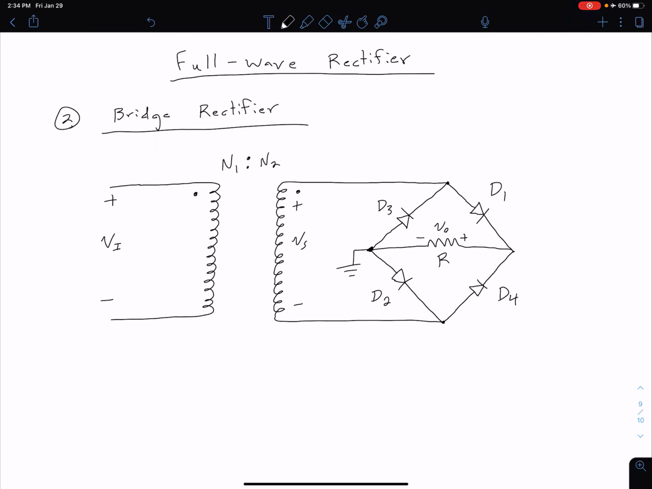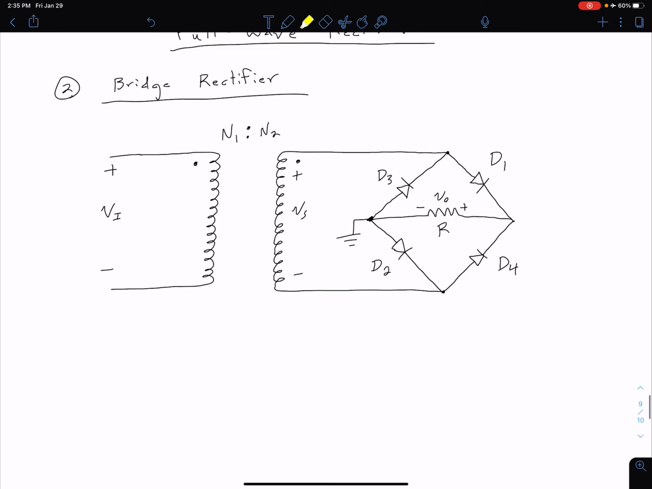The second type of full wave rectifier we're going to look at is a bridge rectifier. So the circuit shown below here would be a full wave bridge rectifier. Immediately we notice that we have more diodes than before. We now have 4 diodes as opposed to the 2 in our center tap transformer full wave rectifier and the 1 in our half wave rectifier. And we'll talk about some advantages and disadvantages of these configurations.